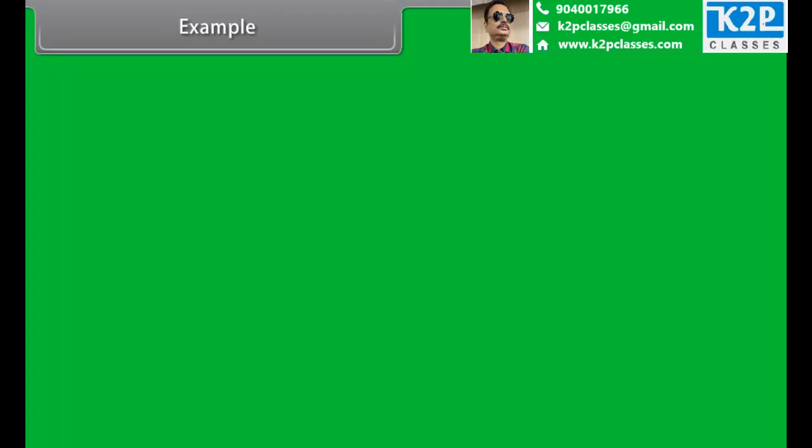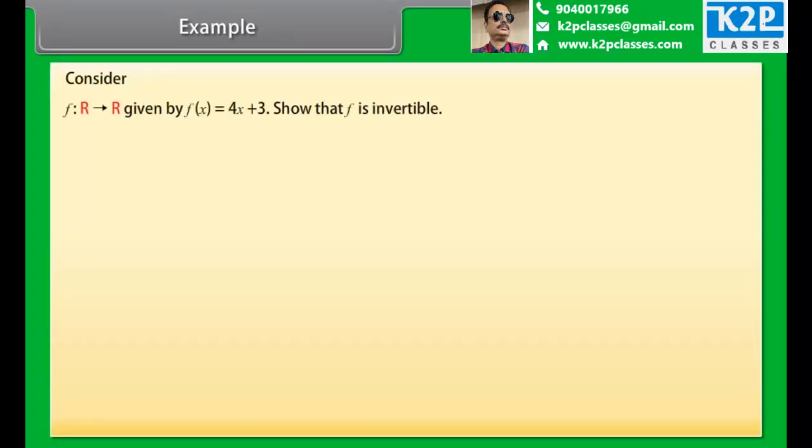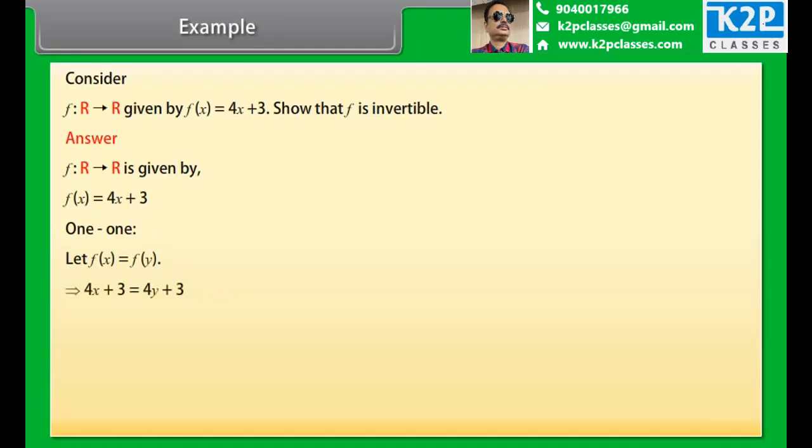Example. Consider function f from R to R given by f of x is equal to 4x plus 3. Show that f is invertible. Answer. Function f from R to R is given by f of x is equal to 4x plus 3. 1-1. Let f of x is equal to f of y, which implies that 4x plus 3 is equal to 4y plus 3. It implies that 4x is equal to 4y. It implies that x is equal to y.